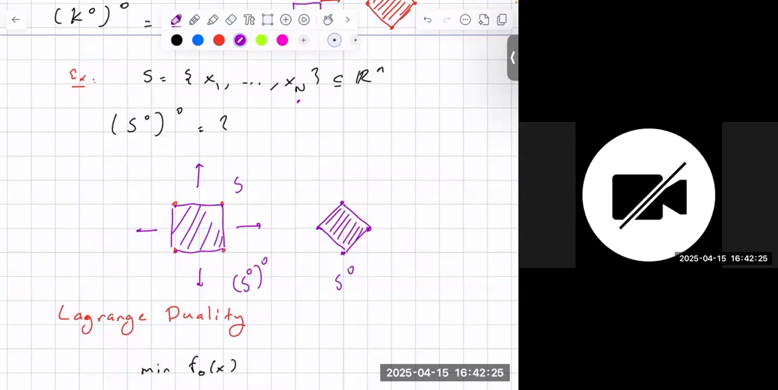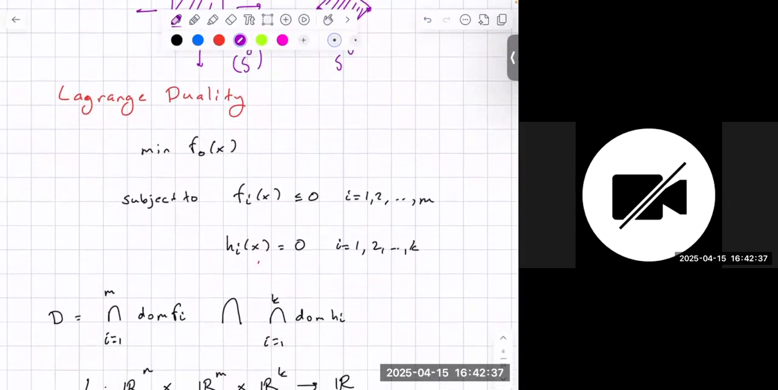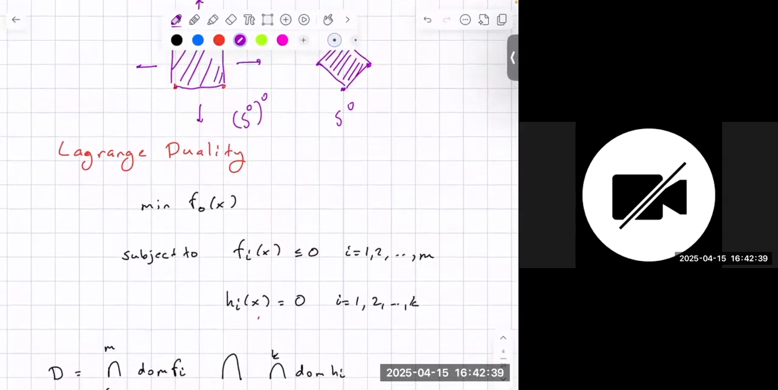That's a small side. So far this is geometrically how duality looks. Now we will look at it in optimization problems more algebraically, with equations, so we can use this. So the first notion of duality is called Lagrange duality.